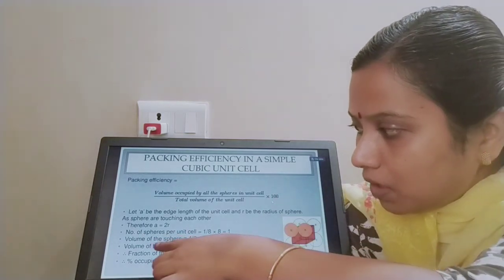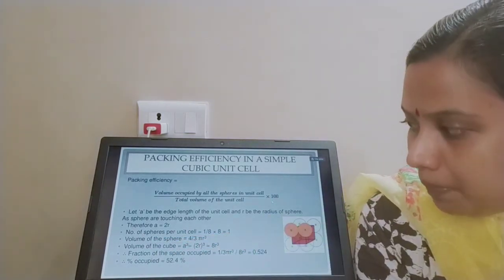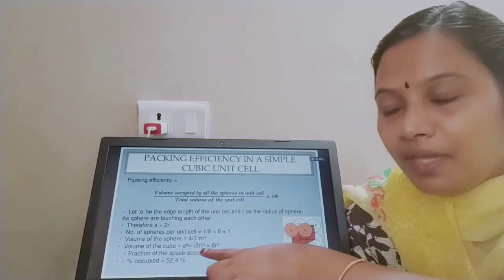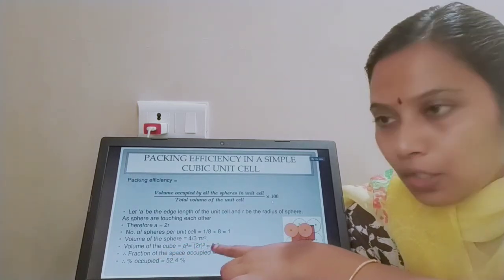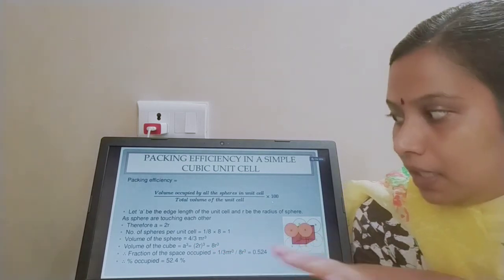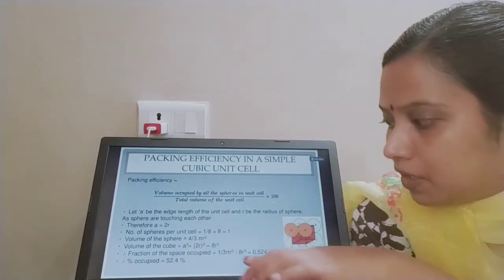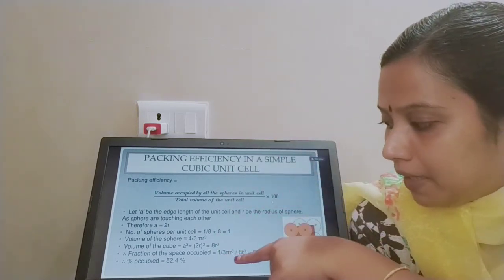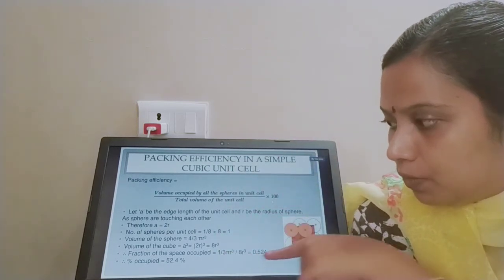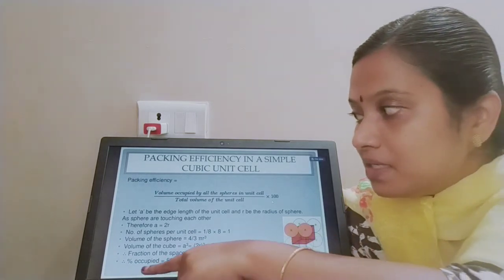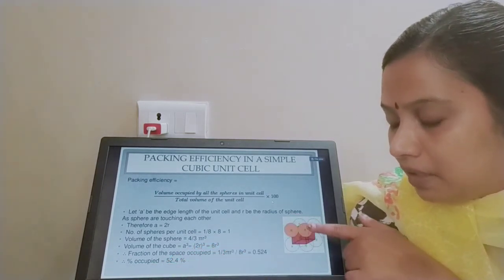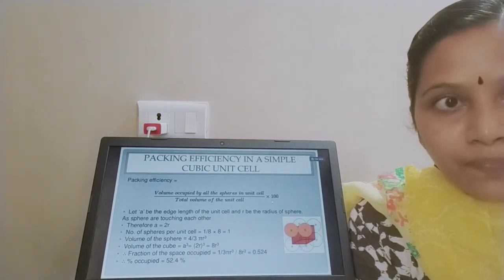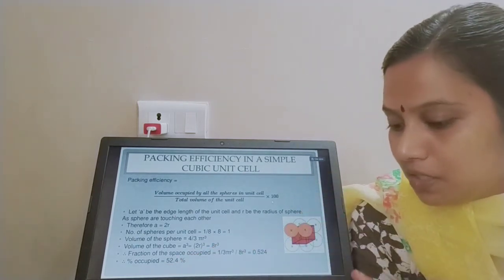Now what is the volume of the sphere? It is 4/3 pi r cube. What is the volume of the cube? It is a cube. Since I have taken two spheres, it is (2r) cube, which is nothing but 8r cube. Now the fraction of the space occupied, taking one sphere, is 4/3 pi r cube divided by 8r cube, which is equal to this much. So what percentage has been occupied? It is 52.4%. Kindly try to remember this formula.